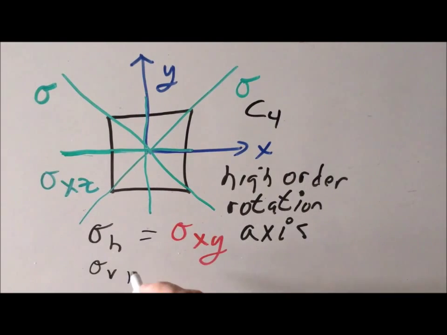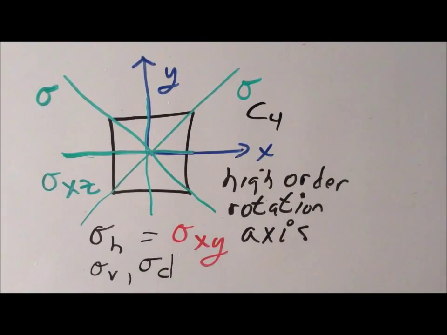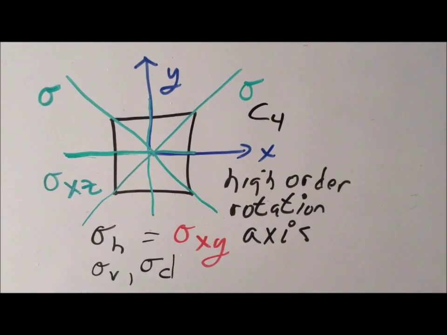But the most important thing is that for any particular shape, the first thing that we want to ascertain is the high order rotation axis. Right after that, we want to ascertain which, if any, mirrors is perpendicular to the high order rotation axis, in which case we have a horizontal mirror.